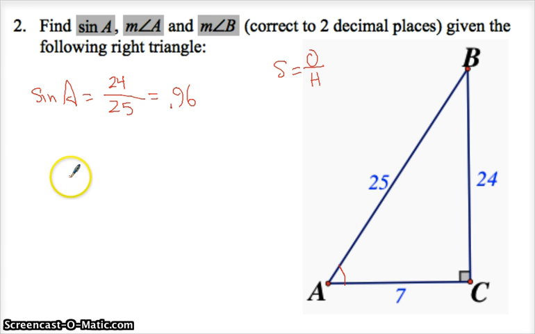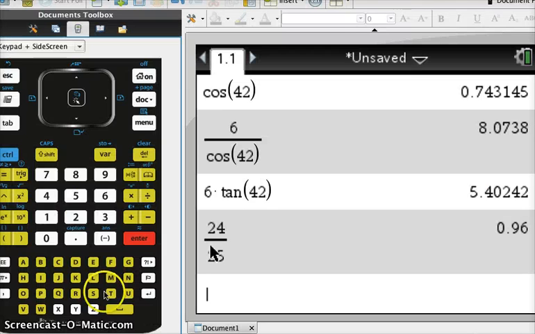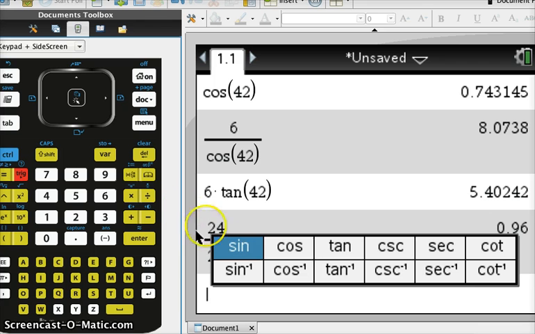What's the measure of angle A? Well, I know the sine of A is 0.96. There's a way to figure out in our calculator, if we know that the sine of A is 0.96, there's a way to actually figure out the measure of angle A. In other words, a way to cancel this idea of finding the sine of the angle to actually figure out what the angle is.